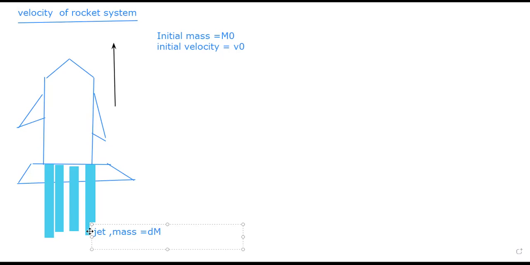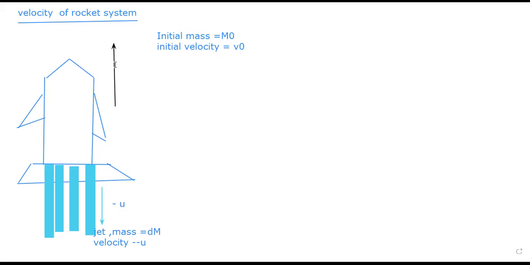And the velocity of the jet we have to note down in the direction opposite to the direction of the rocket system. This velocity is u. As it is in the opposite direction, this jet is coming in this direction. So this is the mass, and this is the velocity u, which is negative.